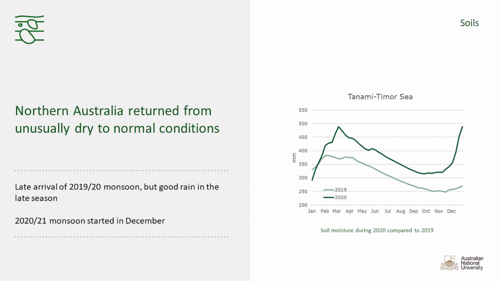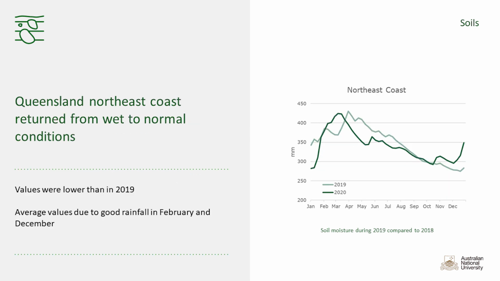Northern Australia returned from unusually dry to more normal conditions. That is partly due to the late arrival of the 2019-20 monsoon, which got some good rains in the latter part of the season. And then, again, the 2021 monsoon started in December with good rains. The decline in Queensland was because conditions returned to normal after being particularly wet in 2019. Values were therefore lower than in 2019, but still average because of good rainfall in February and in December.